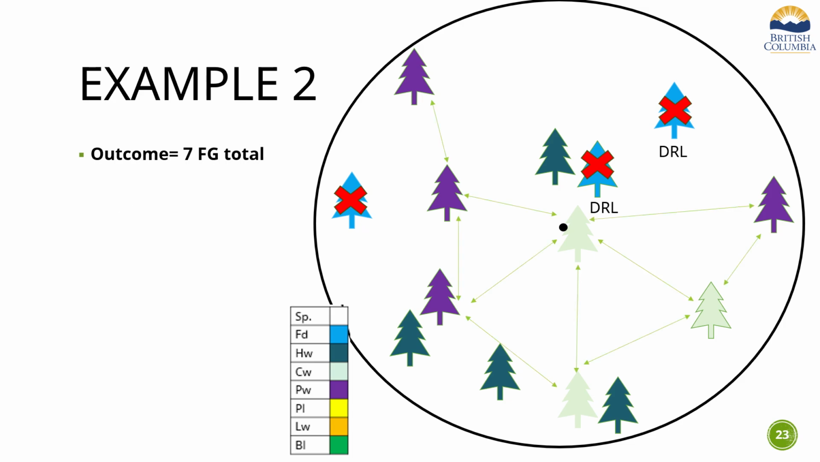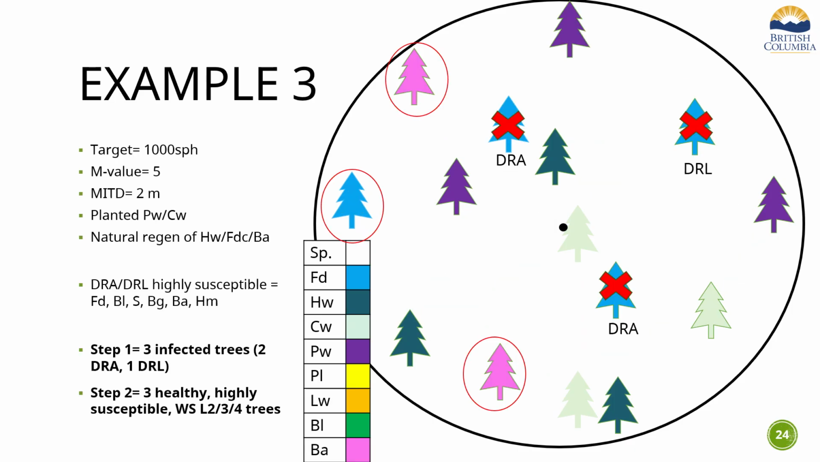We can still count any cedar, pine, or hemlock because they're not highly susceptible species. For this plot, we could potentially tally 7 free-growing trees, assuming they're well-spaced, healthy, meet minimum heights, and meet the competition criteria.